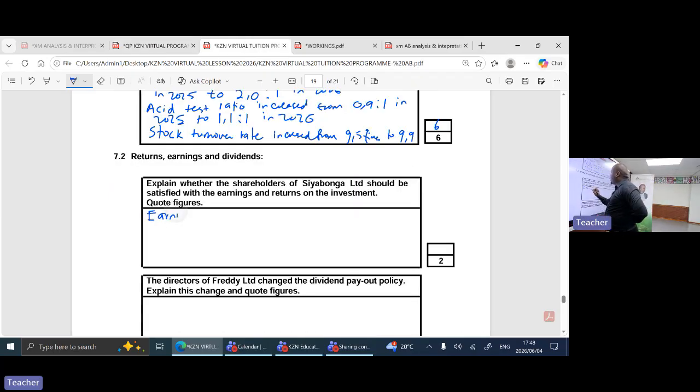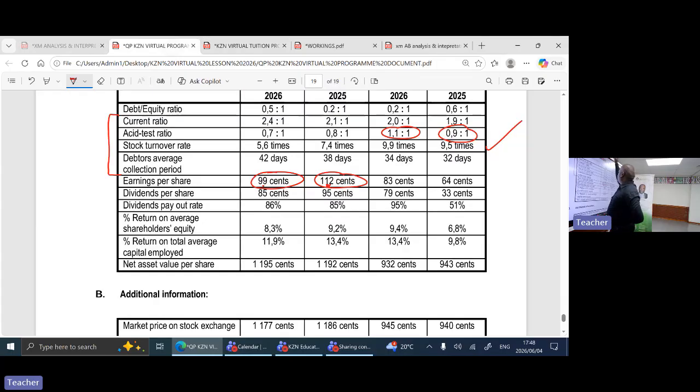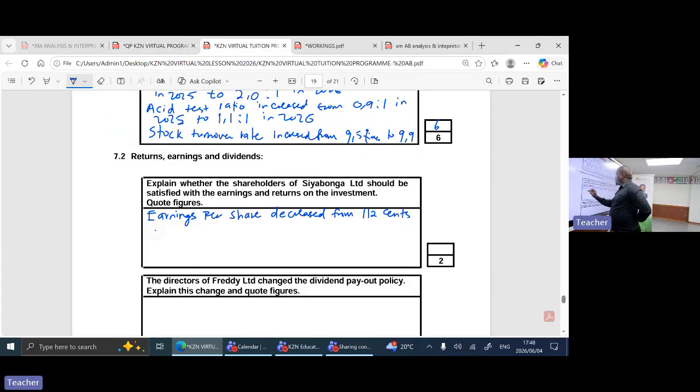Earnings per share, or EPS, decreased from 112 cents. Is it 112? Yes, 112 cents in 2025 to 99 cents in 2026, which shows the decrease in profits. It's indicating a decrease in profit. You can add that point as well, or you can leave it like this. That is fine.